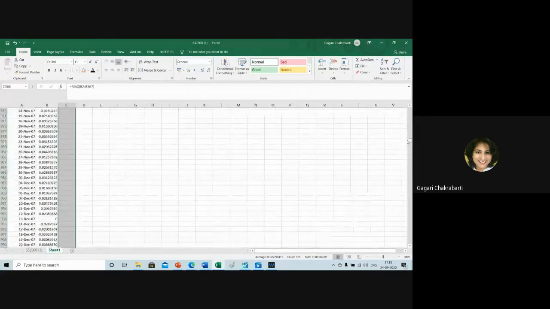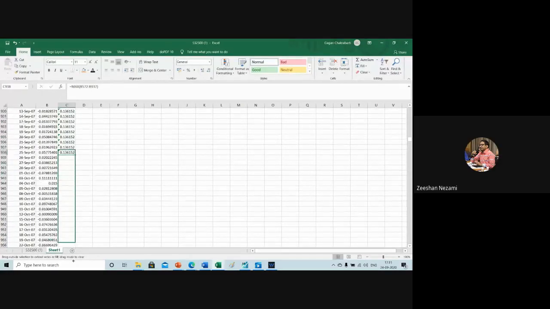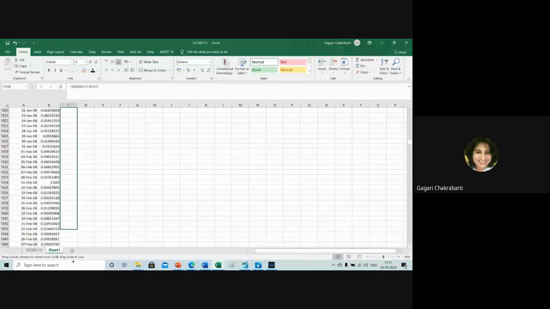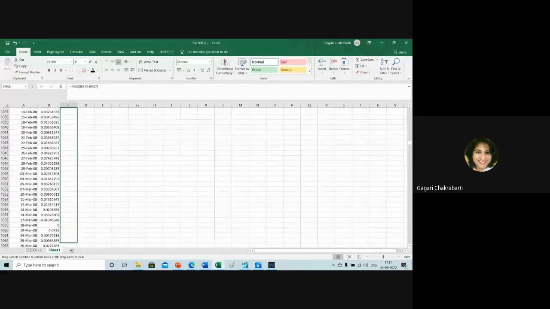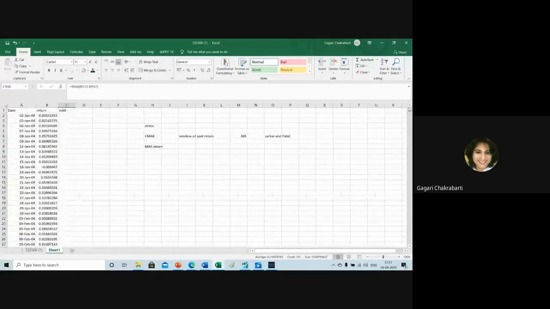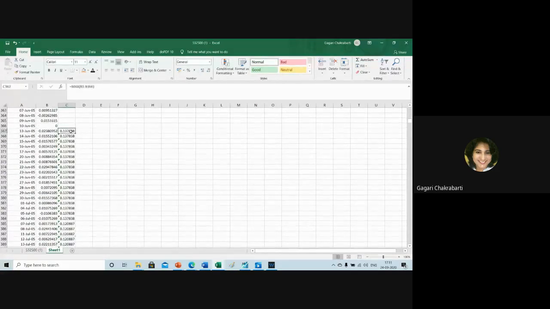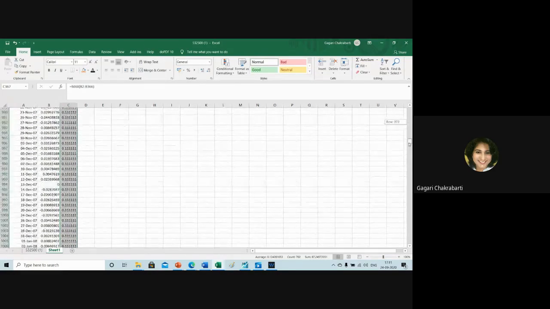Now, in some cases, the returns are remaining. Yes, maybe B2 rather than B1. And then B1, no? It should be B2. Just wait for a second. It should be B2, right? Thank you for pointing out. It should be B2. The result will not change, of course, but that is a mistake.